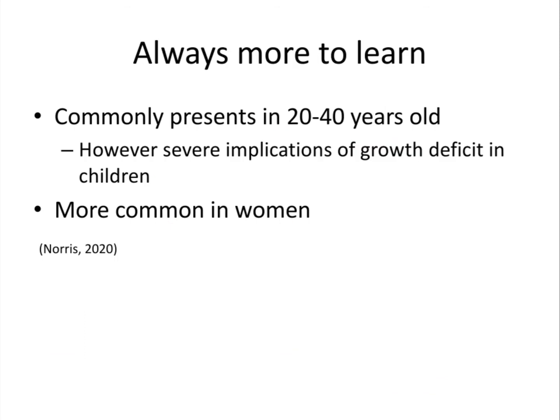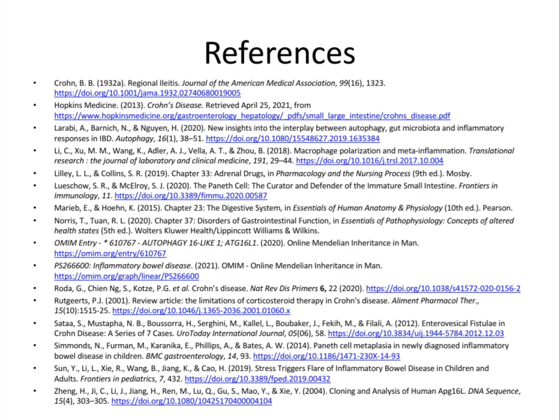As with all diseases, there is always more to learn. Crohn's disease commonly presents in 20 to 40-year-olds. However, special attention should be paid to children because of severe implications of growth deficit. Crohn's disease is more common in women than men.